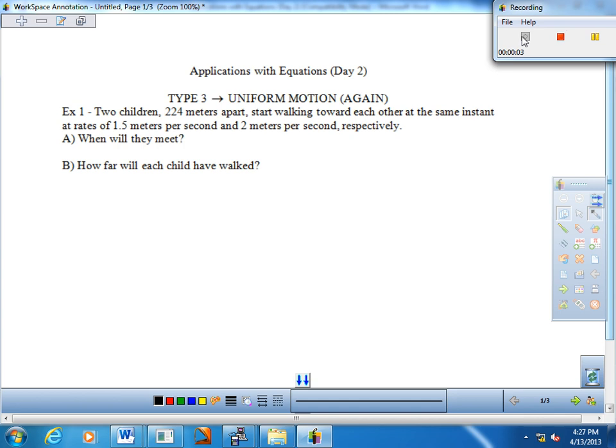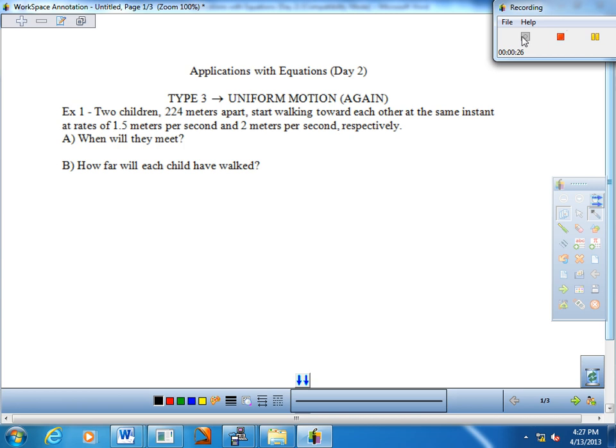Welcome. Today we will be taking a look at the notes worksheet entitled Applications with Equations Day 2. This represents a continuation of the previous day's lesson and gives us an opportunity to do some more examples together. So let's go ahead and do some more uniform motion problems, the type 3, I guess, from what we talked about. We'll do 2 examples of that, and then we'll do 1 more job sharing.